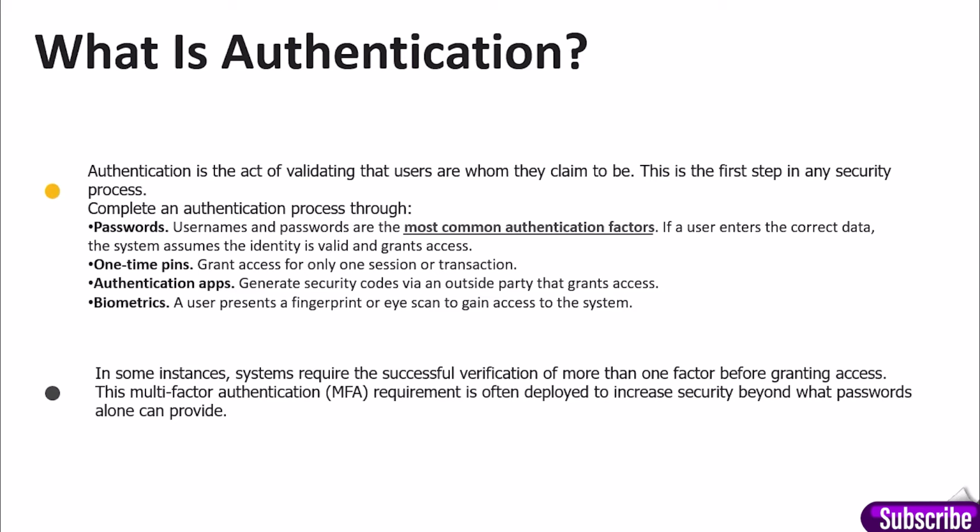A one-time PIN grants access only for one session or transaction. There are also authentication apps such as Google Authenticator, which generates a security code via an outside party that grants access. With biometrics, a user presents a fingerprint or eye scan to gain access to the system. In some instances, a system requires the successful verification of more than one factor before granting access. This multi-factor authentication requirement is often deployed to increase security beyond what a password alone can provide.